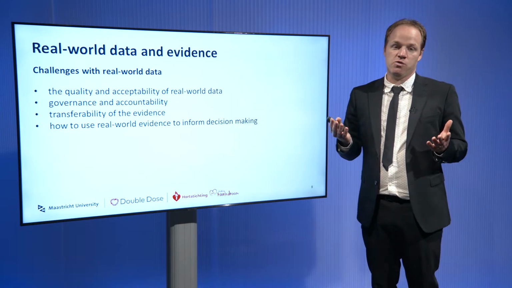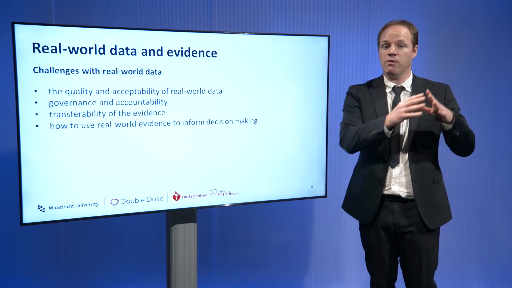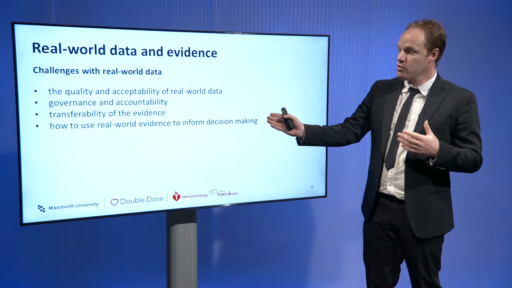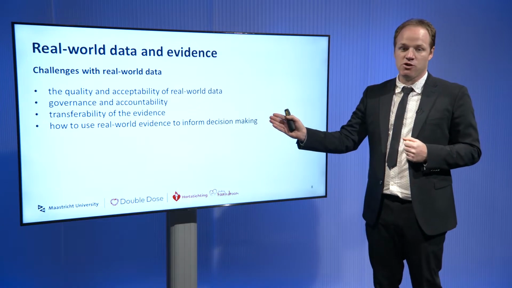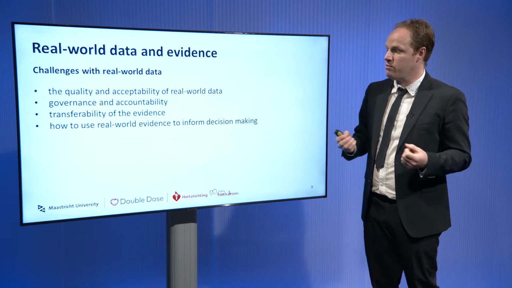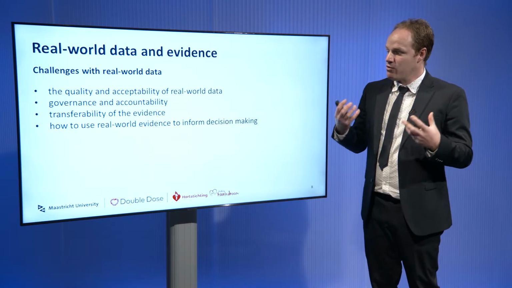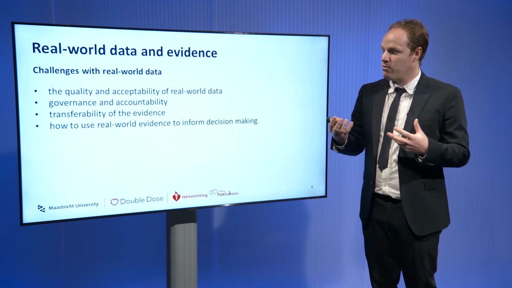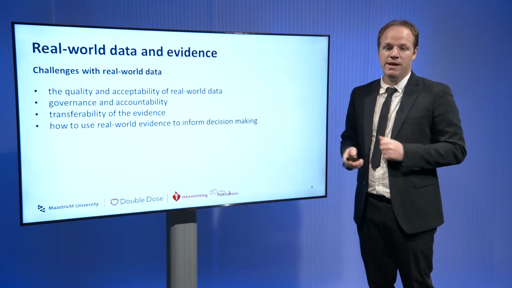Transferability of the evidence could also be uncertain. Maybe real-world data in one country could not really be transferred to another country because the settings are quite different, and thus the effectiveness of the real-world data will not be the same between countries. And thus, how to use real-world evidence to inform decision-making is a key point of attention in the future. We really need to have a better understanding of how real-world evidence could inform decision-making.